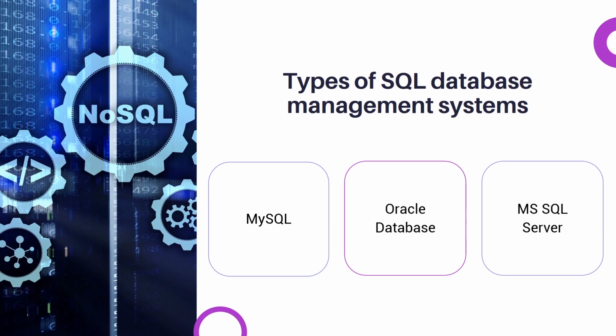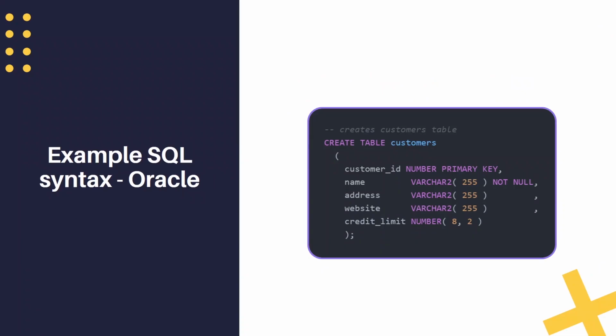Let's take a look at the syntax of the SQL programming language for Oracle databases. In the following example, we are using SQL to create a table. Notice that in the first line, we call create table, followed by the table name. We then specify the columns that we'd like to embed inside of this table.